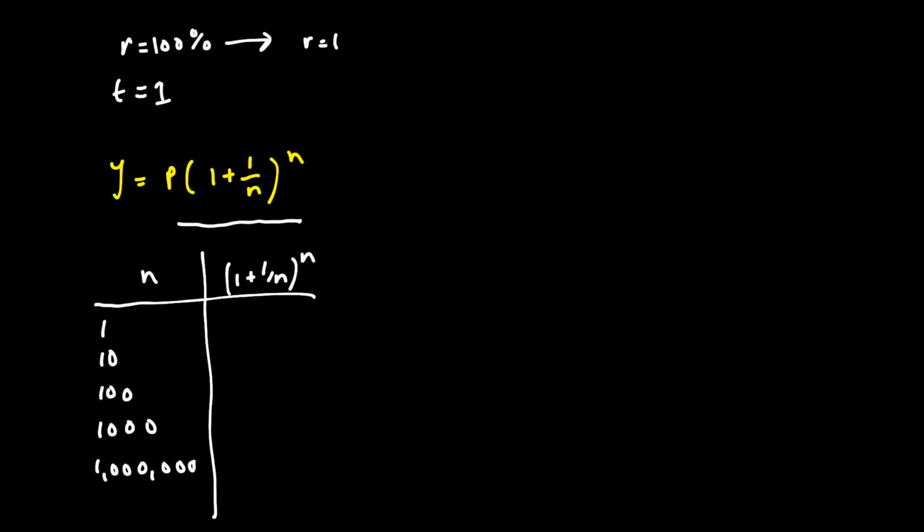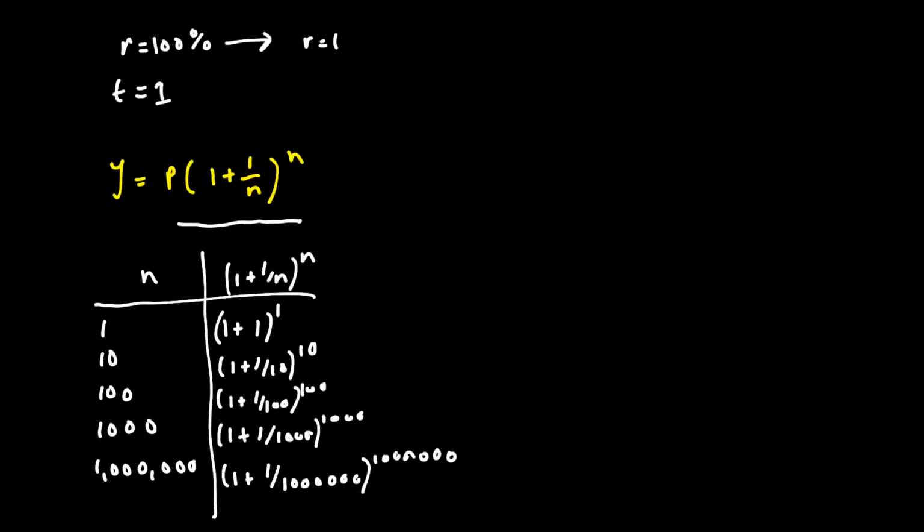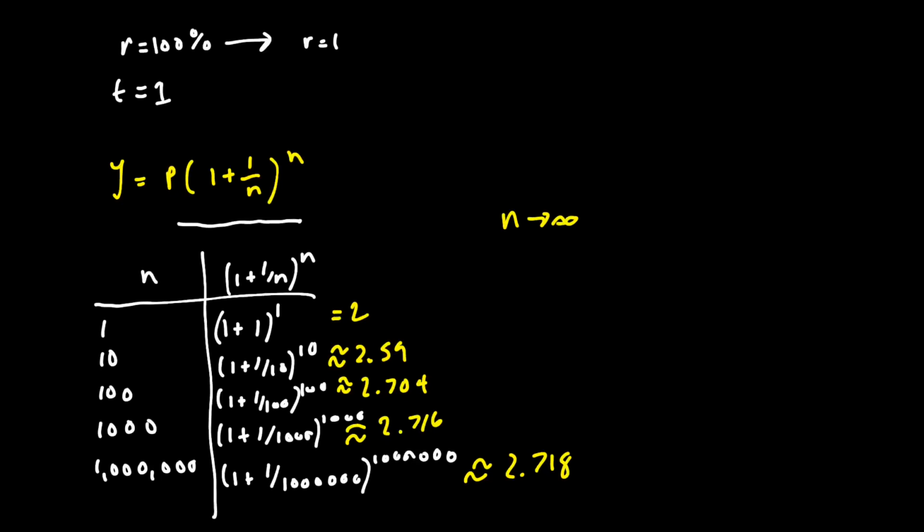Plugging in 1, we'll get the following. Plugging in 10, we'll get the following. And continuing on, we'll get the remaining numbers. Now simplifying each of these become 2, then approximately 2.59, then approximately 2.704, then approximately 2.716, and finally about 2.718. And what we notice is that as n approaches infinity, our value of 1 plus 1 over n raised to the n is approaching 2.718.